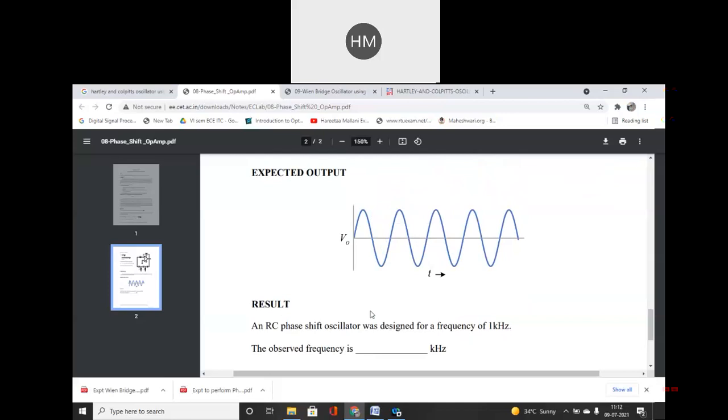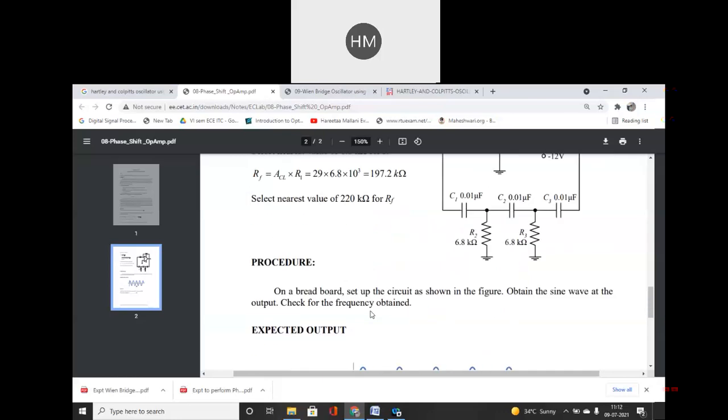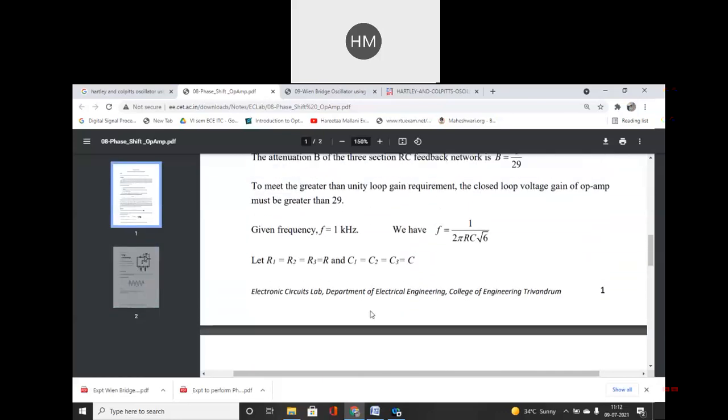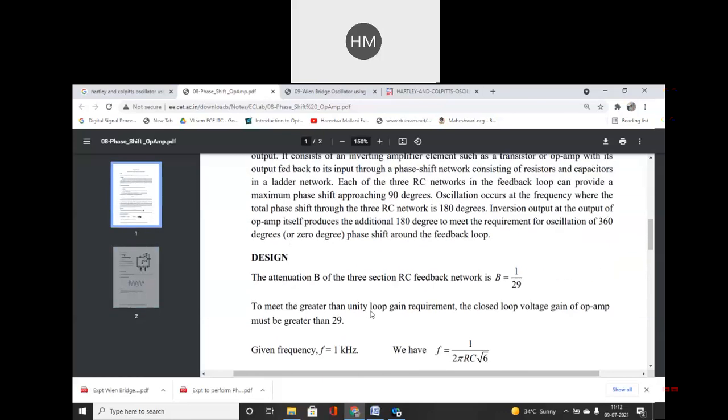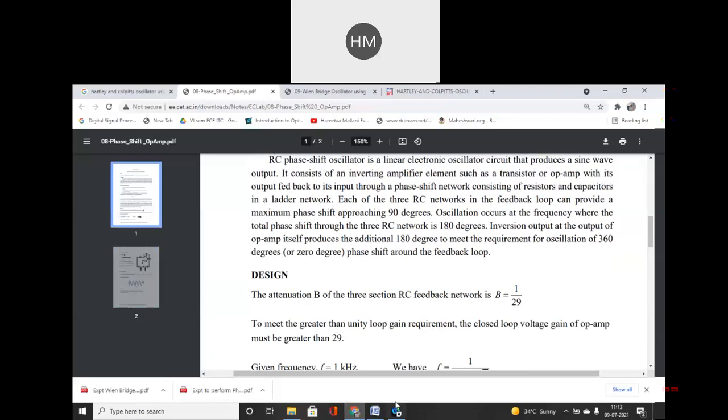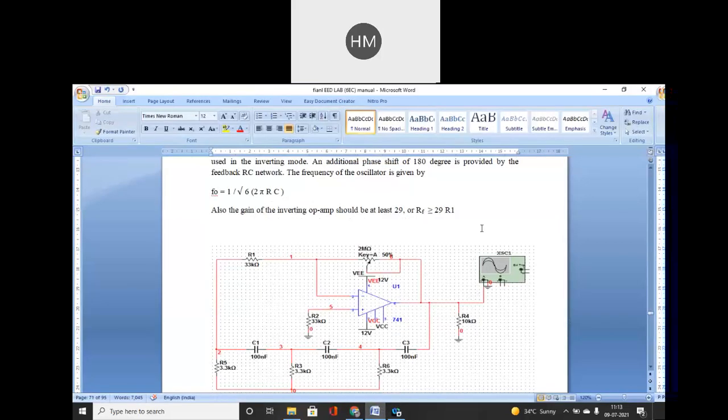An RC phase shift oscillator was designed for a frequency of 1 kilohertz. Okay, and the observed frequency value is this, and the percentage error is this. Is it clear, students? This is all about your RC phase shift oscillator designing steps you have to write in your copy. Okay, now I will show the lab manual to you. So this is the circuit. You can draw this circuit in your copy.